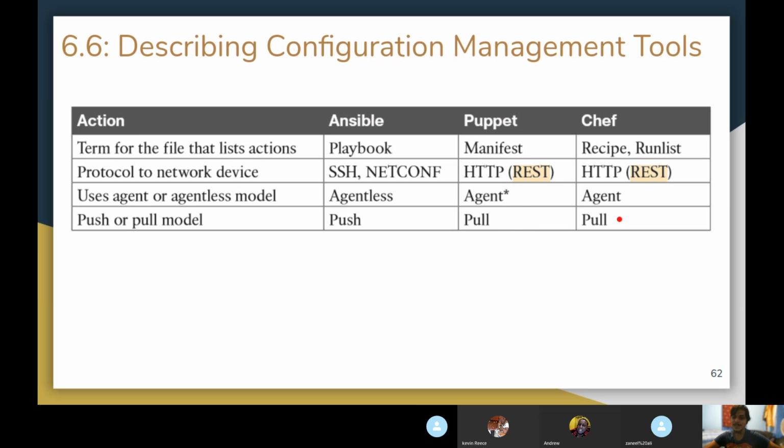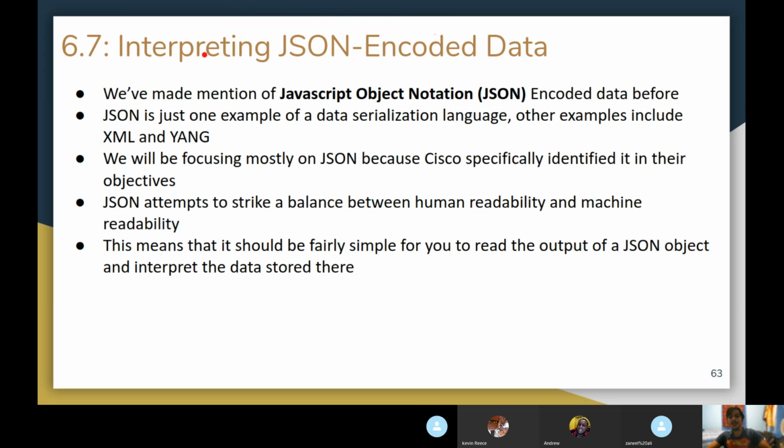So this is a nice comparison table in case you're confused about the terms and the differences between them. But all of them are built for the same purpose, which is to manage configurations across a big number of devices, right? So that was configuration management tools. And now we'll go on to the last topic, which is interpreting JSON encoded data.